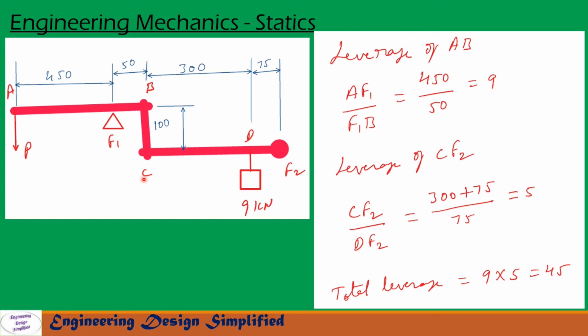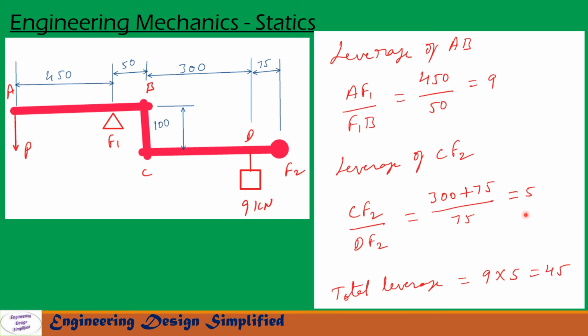Similarly, the leverage of CF2 will be CF2 divided by DF2. From this geometry, we get CF2 equal to 300 plus 75, and DF2 is equal to 75. After simplification, we get the leverage of the CF2 lever equal to 5.